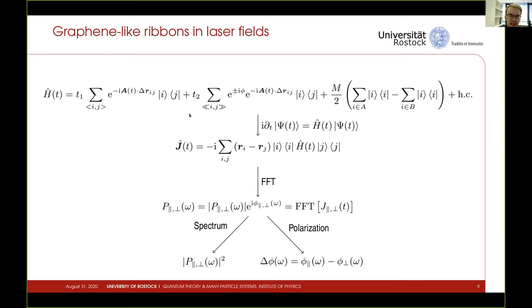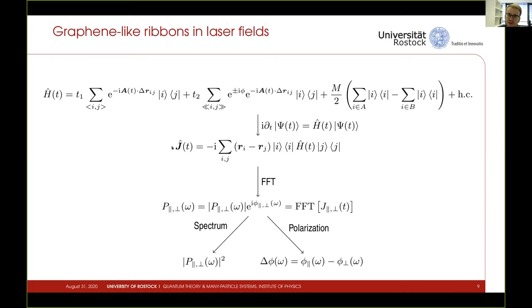So we have this time-dependent Hamiltonian, which is coupled to the field via this phase factor here, which is known as the Peierls substitution. The first term here is the nearest neighbor part. Then we have the next nearest neighbor part and the on-site part. We solve the time-dependent Schrödinger equation and calculate the current.